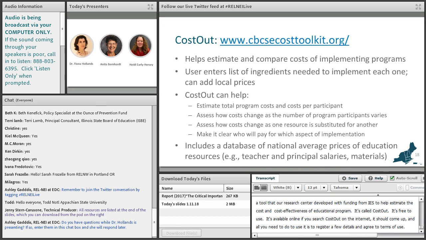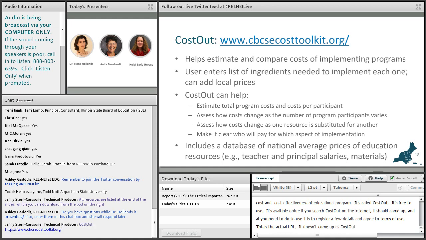This is the actual URL. It doesn't come up as CostOut. And what does it do? It does help to estimate and compare costs of implementing educational programs.